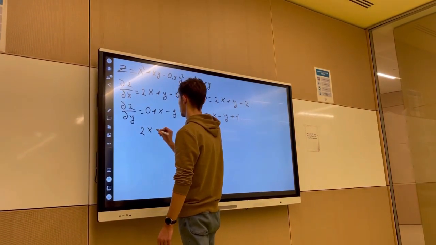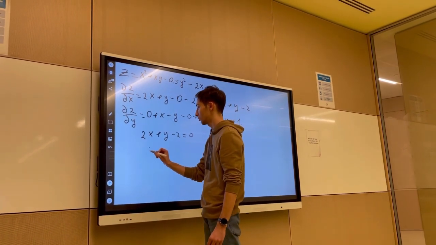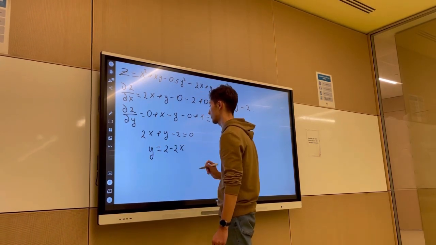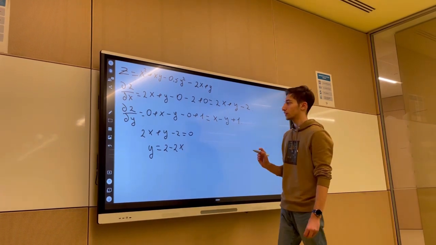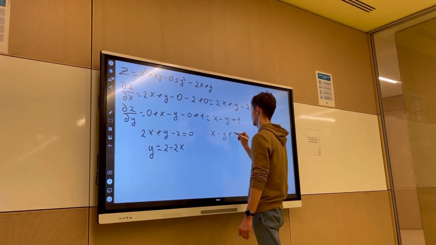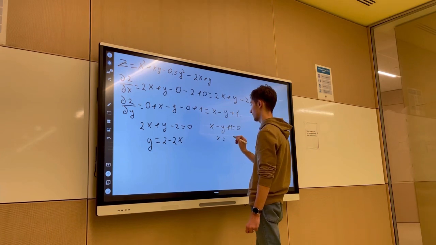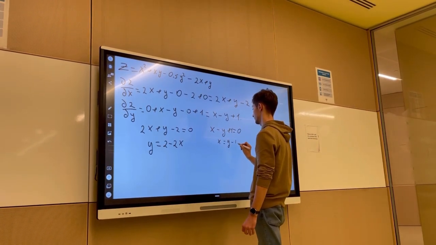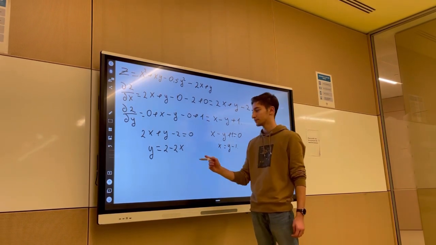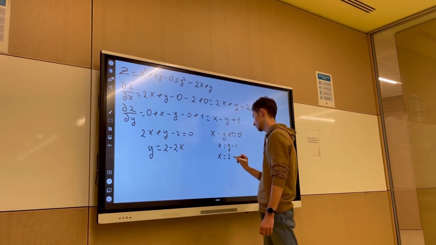We will take 2x plus y minus 2 equals to 0. And let's find y from here. Y will be 2 minus 2x. And let's choose for the second condition. We will have x minus y plus 1 equals 0. X is equal to y minus 1.